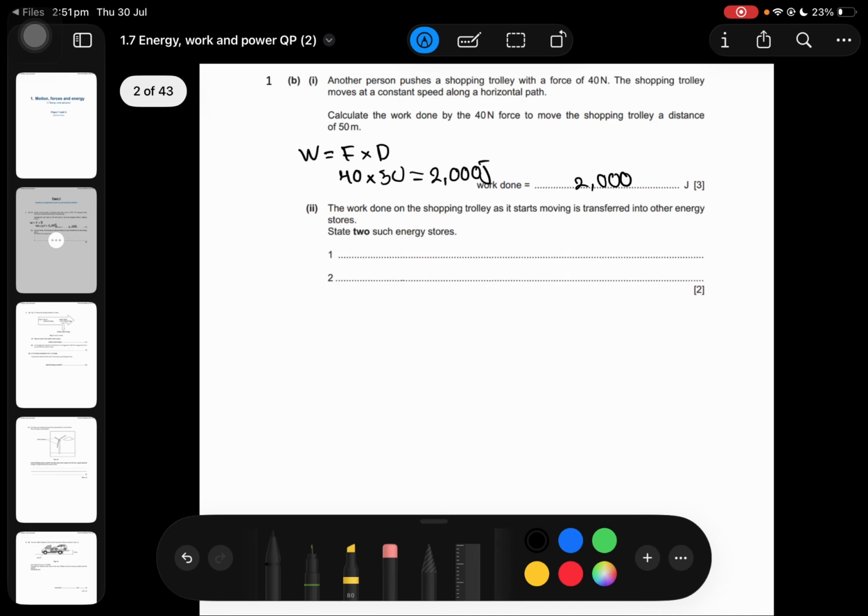The work done on the shopping trolley as it starts moving is transferred into other energy stores. State two such energy stores. So one is kinetic because it is moving, and the second one is thermal due to the friction.